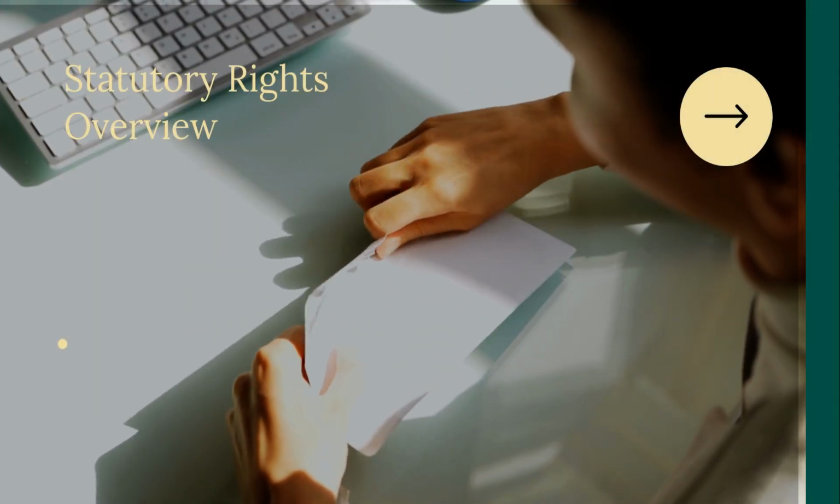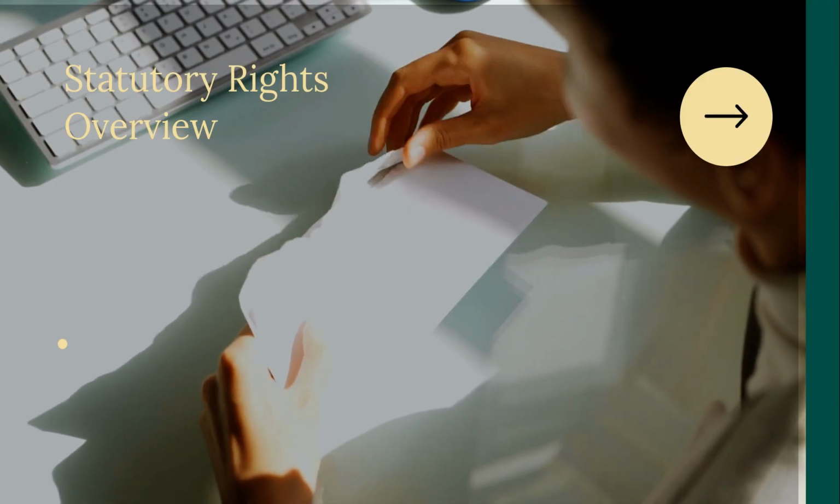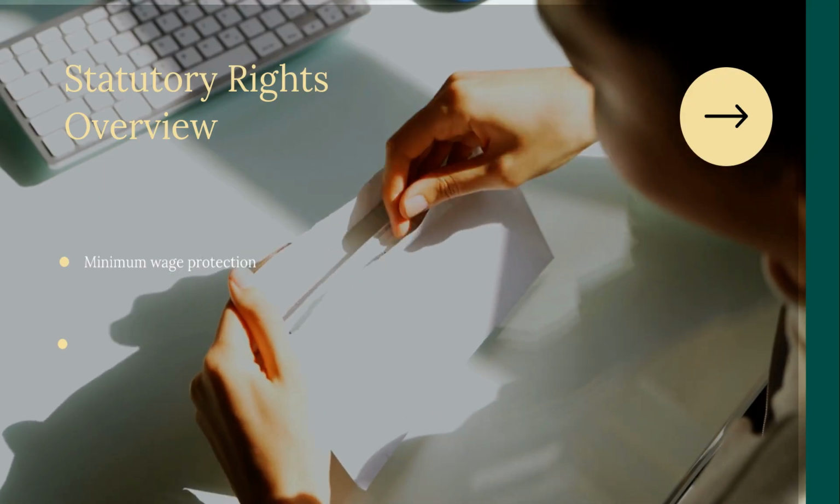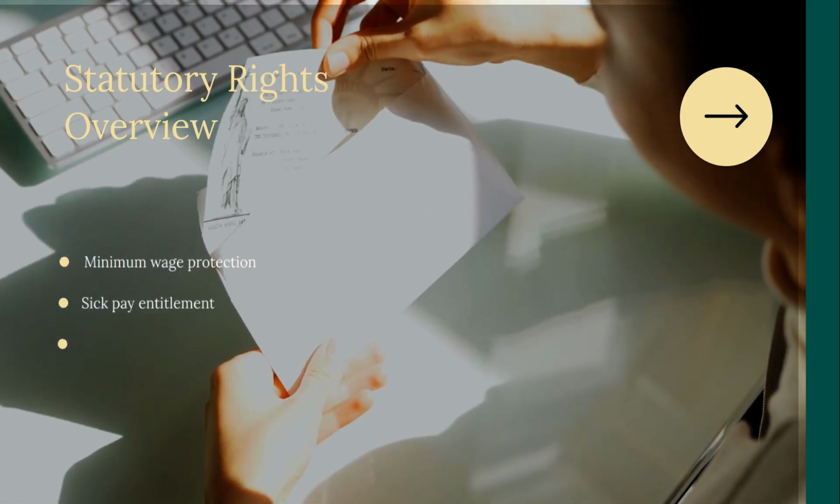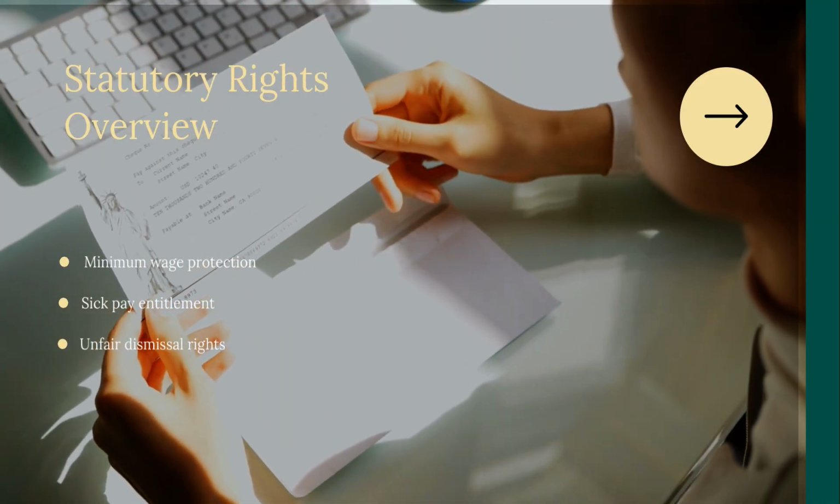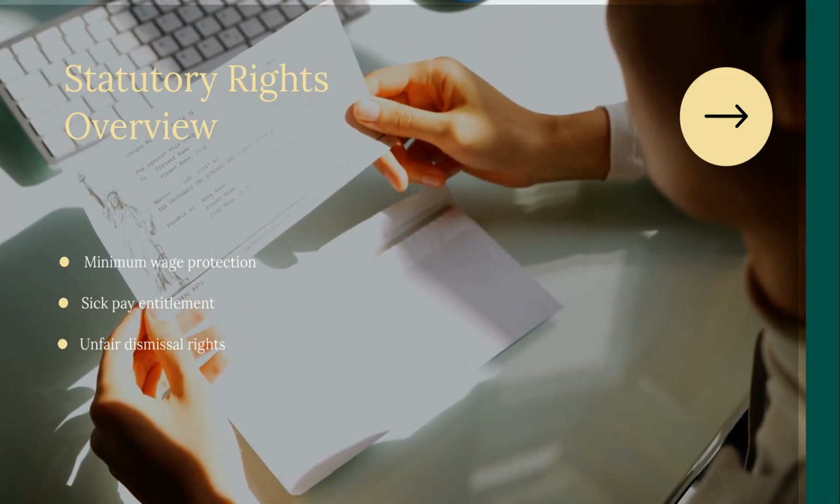Contracts cannot override statutory rights like minimum wage. Sick pay and parental leave are legally protected. Unfair dismissal protection applies after 2 years. Redundancy pay is also a statutory right. Ensuring these rights prevents legal disputes.